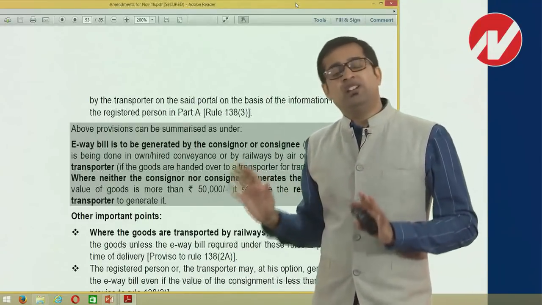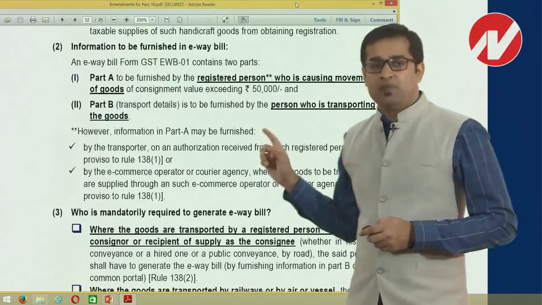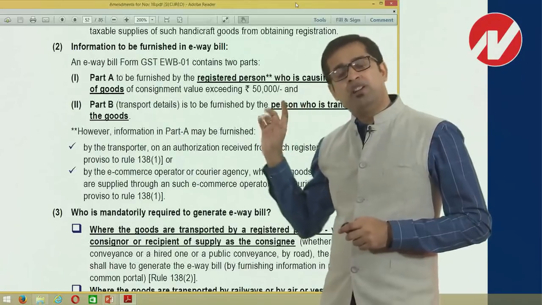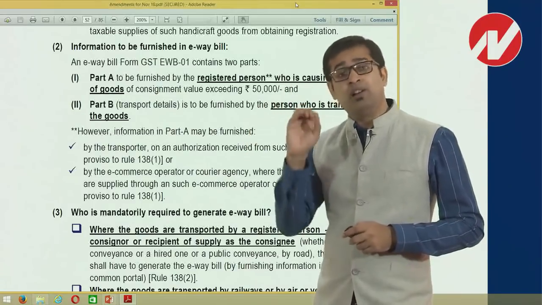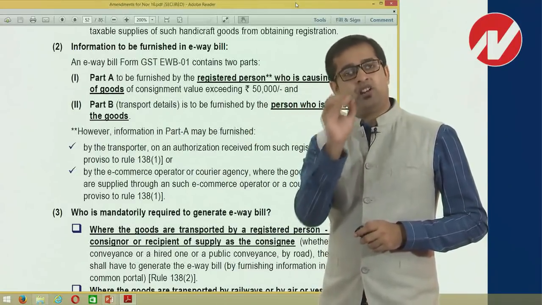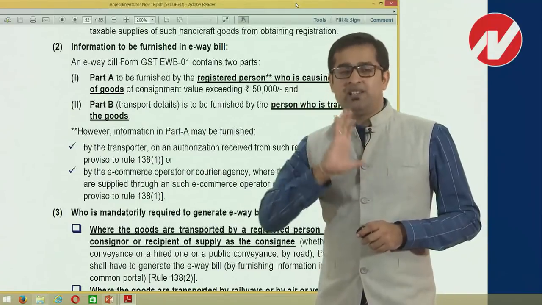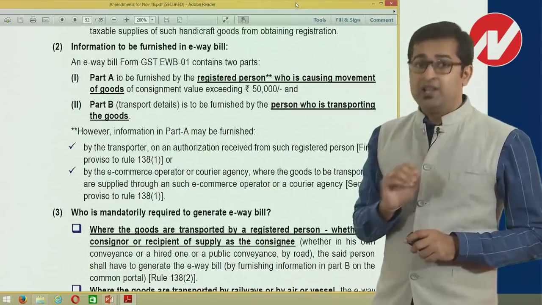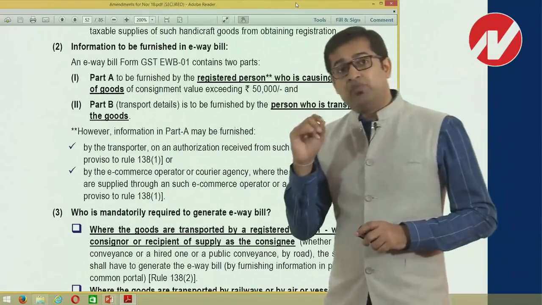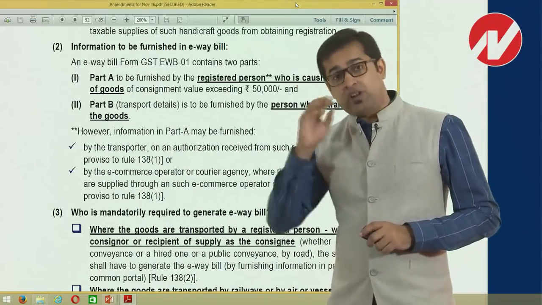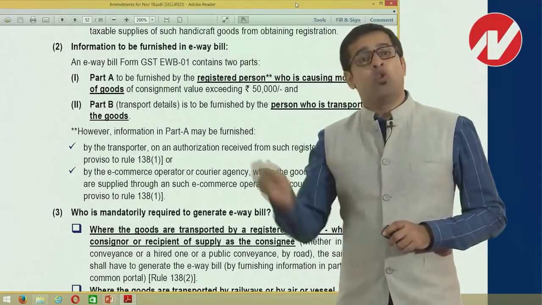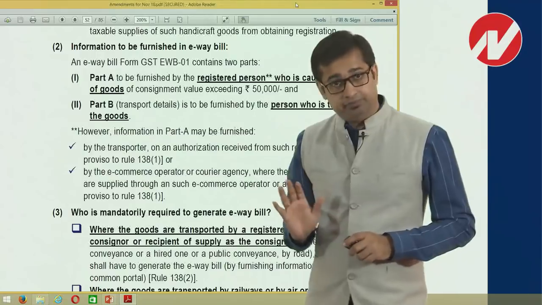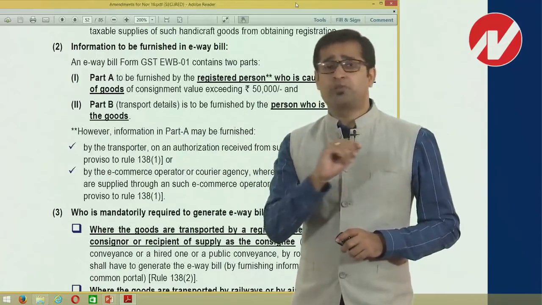So these are the points that we need to keep in mind. As I explained, who will generate the e-way bill, who will fill Part A, who will fill Part B. Part A normally, as I said, is done either by the consigner or the consignee, that is, the supplier of goods or the recipient of goods, which is the normal case. But always keep this in mind: it can be a transporter when authorization is given to him, or it can be an e-commerce company or courier company when goods are supplied through them. In Part B, always the transporter will fill.